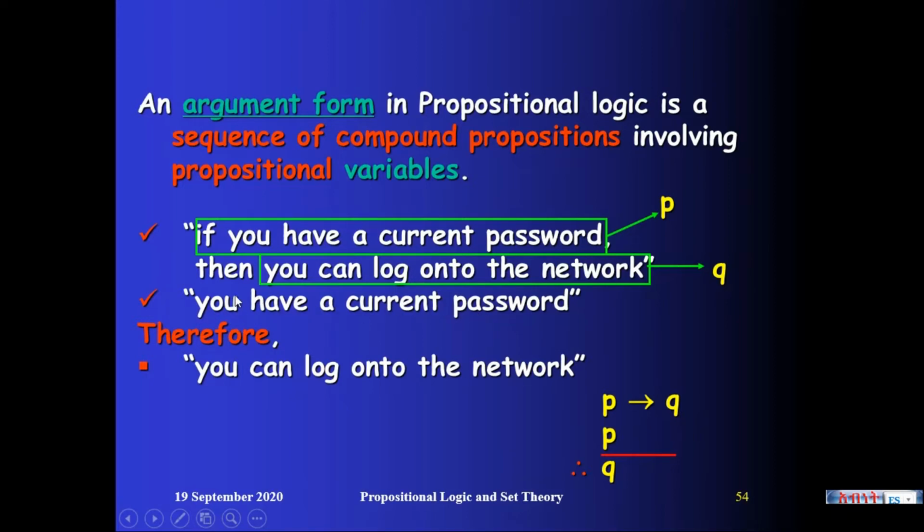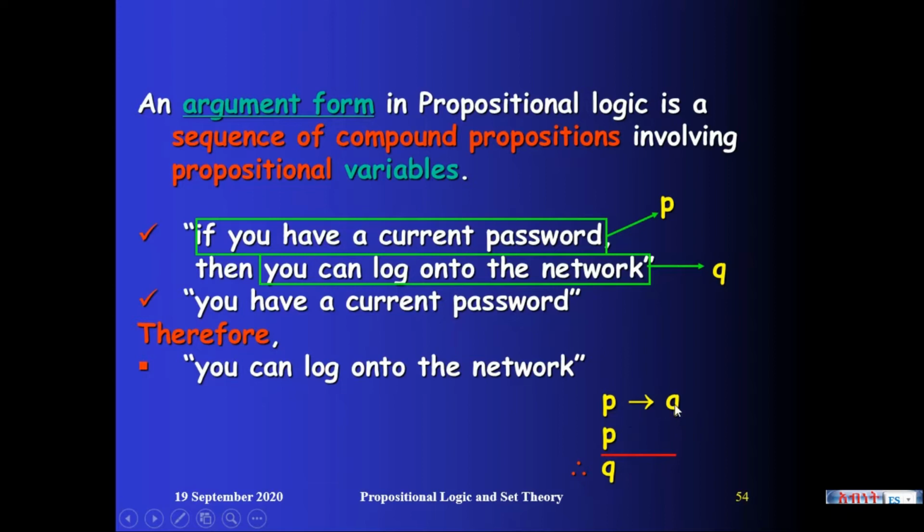And the second premise, P2, is you have a current password. Already we denoted this: a current password is P. Therefore, you can log on to the network, which is Q. So the first one is P implies Q. This is P1. Don't say it has two statements; we have to consider it as capital P1. And the second is: you have a current password, another statement. And you can log on to the network. We use a bar here, therefore Q.